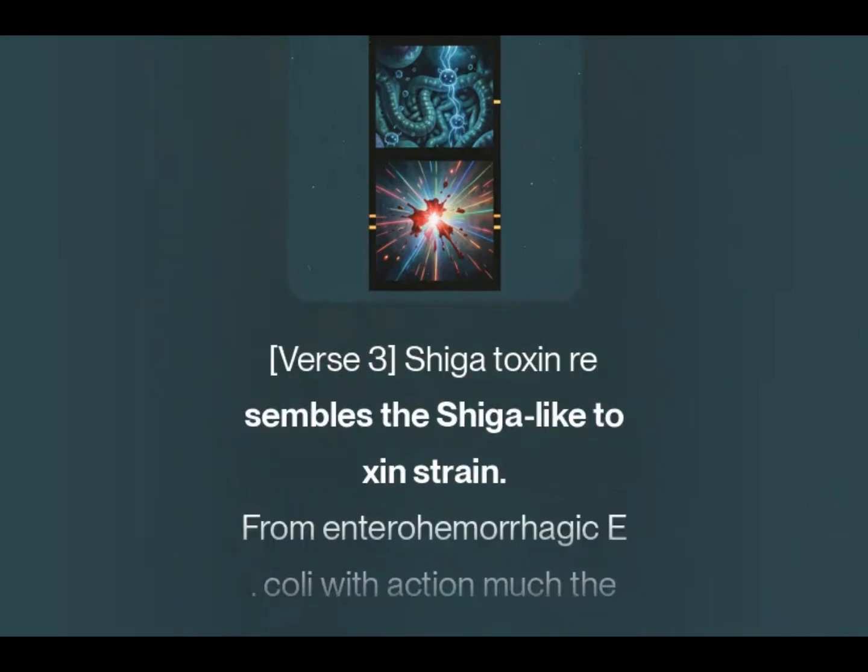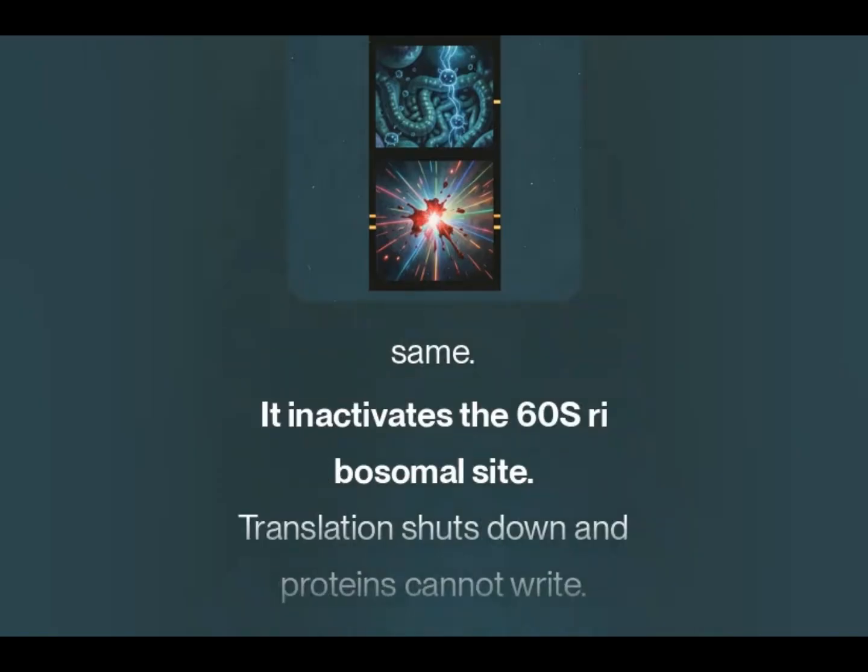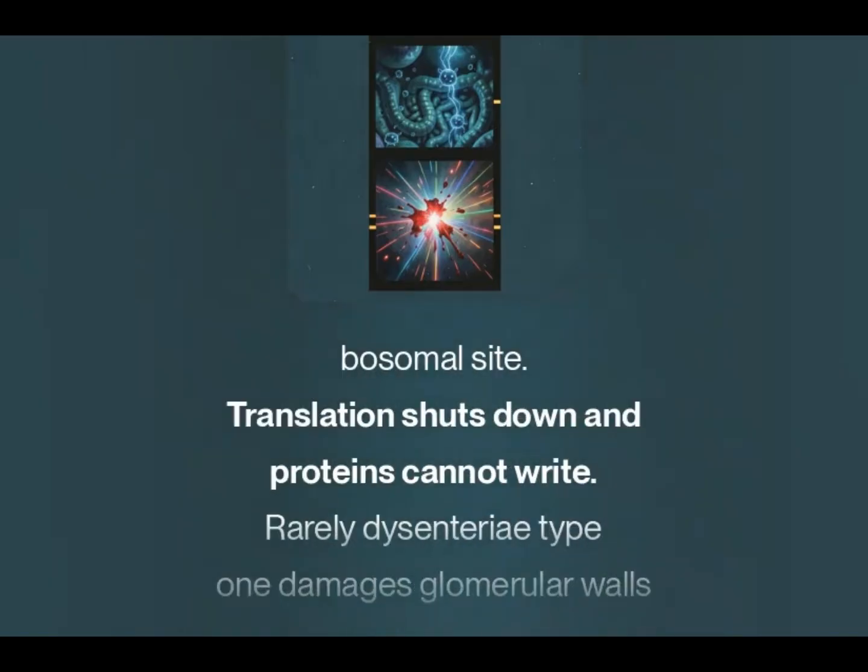Shiga toxin resembles the Shiga-like toxin of the enterohemorrhagic E. coli strain, with action much the same. It inactivates the 60S ribosomal site. Translation shuts down and protein cannot be written.